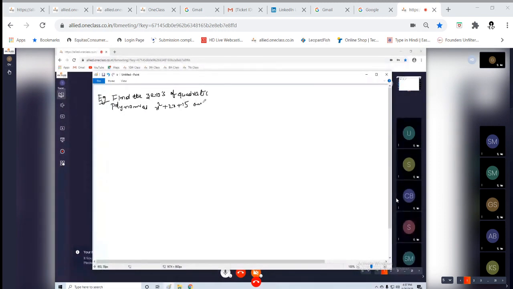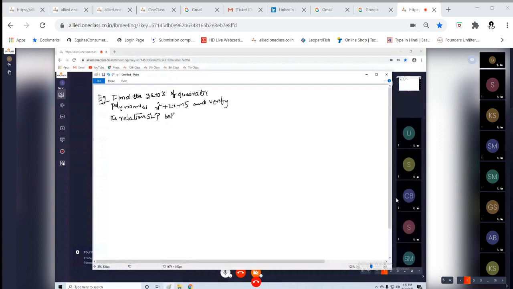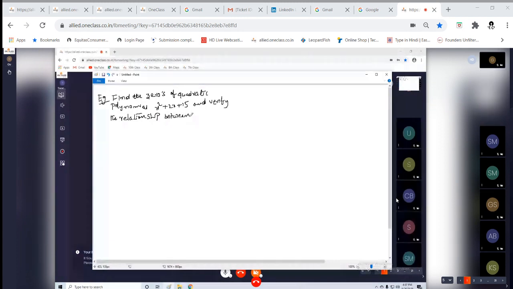Okay, and verify the relationship between zeros and coefficients.